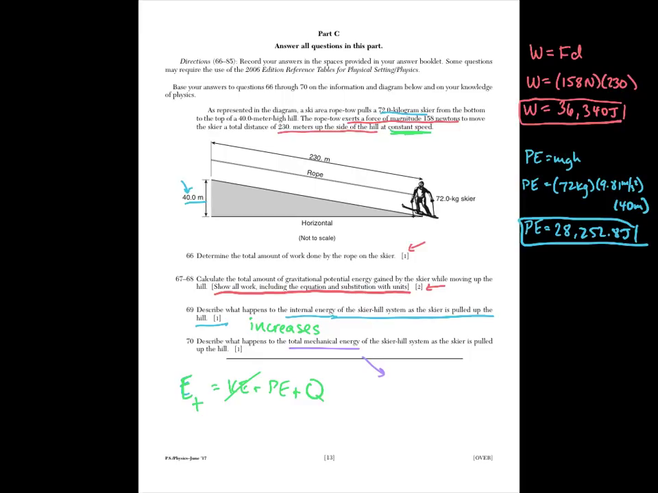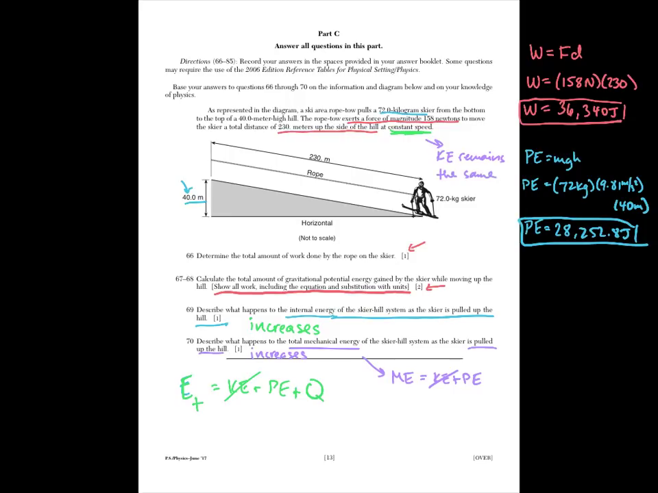So total mechanical is a combination of kinetic and potential. Now, because kinetic is not a factor here, we're moving at constant speed, all of that mechanical energy now is just potential energy. And as we go up the hill, pulled up the hill, we're gaining potential energy, so we're also gaining mechanical energy. All right. If they ask about kinetic energy, what happens to the kinetic energy? In this case, it remains the same because it's constant. So look out for those keywords.